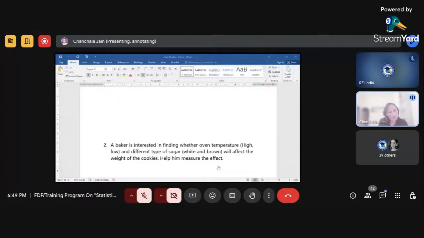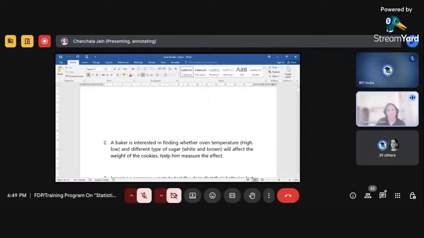So according to me, it is a case of two-way ANOVA because you can find we are having two categorical variables, temperature and the type of sugar, and in the combination of these two, we will be having the weight of the cookies. That is a numeric variable. So two categorical, one numeric. We want to see the impact of these categorical variables on your dependent variable, or numeric variable. So this is a case of two-way ANOVA. Those who have identified it correctly, well done. Good. I'll take one more.